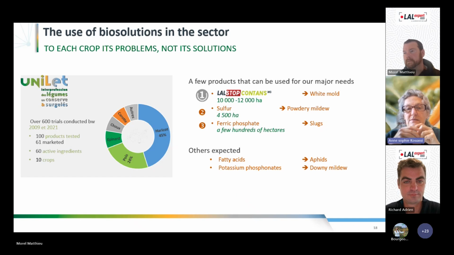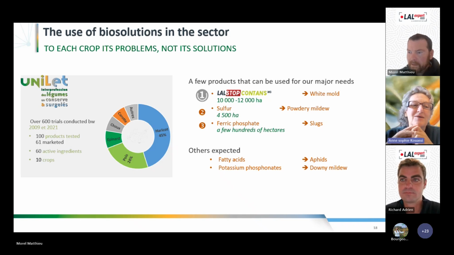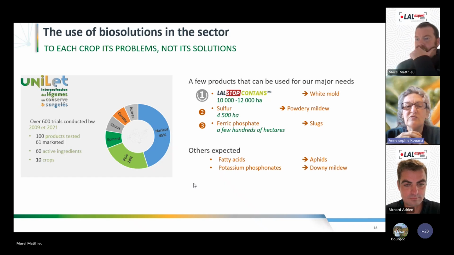Its purpose is to control white mold. Evidently, sulfur is also used to control powdery mildew, and ferric phosphate is used on slugs. And these three are the very best of the biosolutions available on vegetable crops today in open fields. But we also expect solutions with fatty acids against aphids and phosphonates against downy mildew.